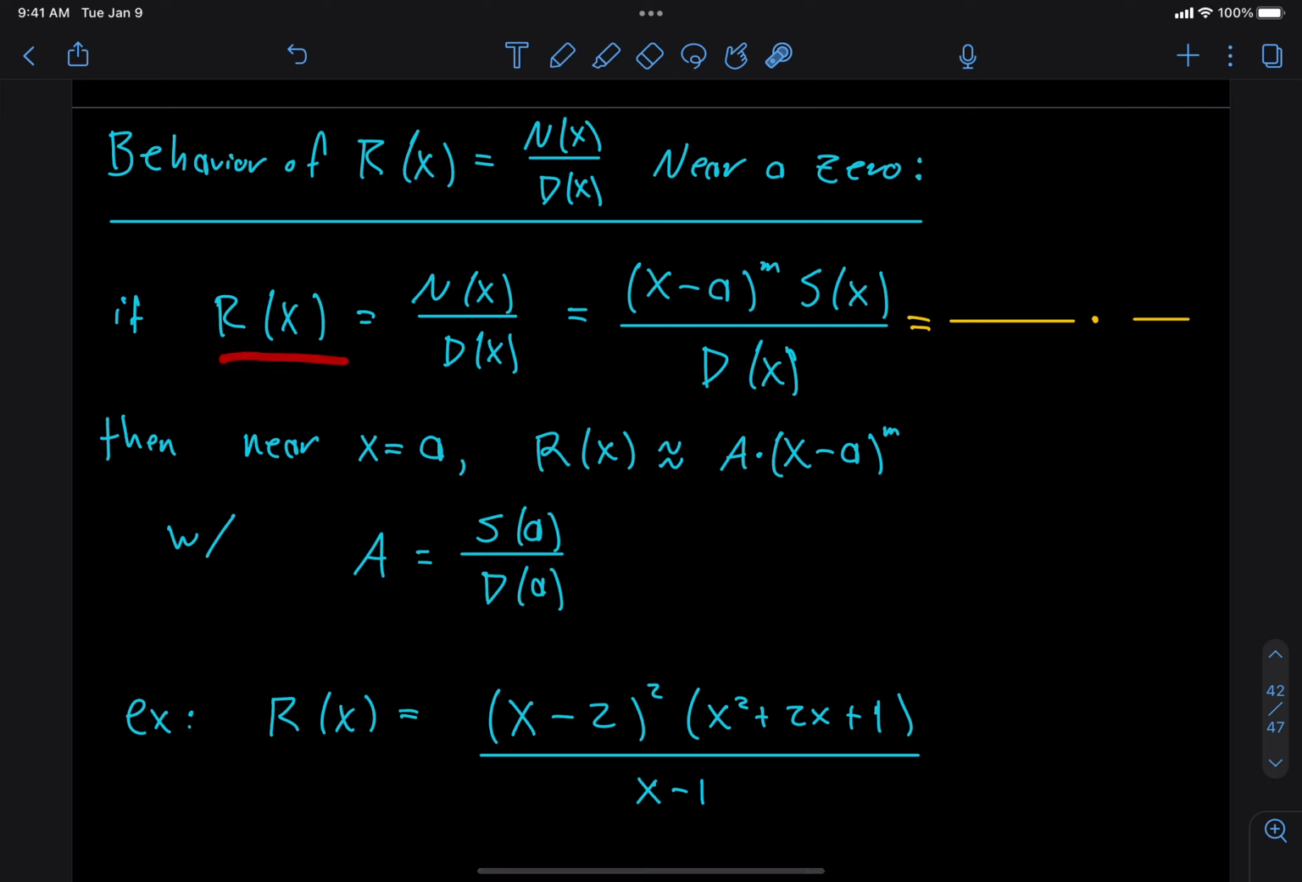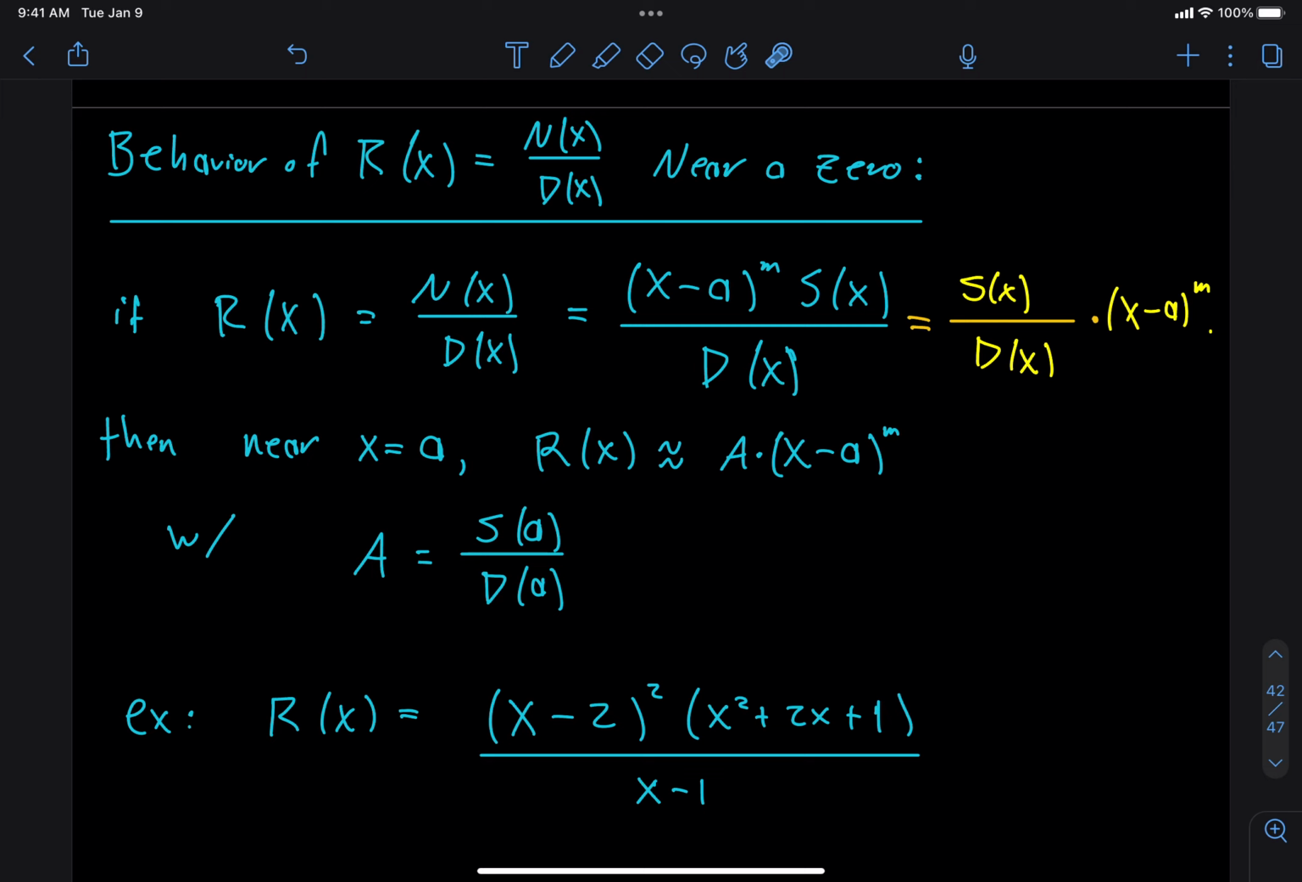If we can rewrite r of x in factored form, where we factor out one of the zeros from the numerator, so let's say x equals a is a 0 of the numerator, but not a 0 of the denominator, then we could rewrite this as s of x divided by d of x times x minus a to the m. Then near x equals a, the value of the rational expression is approximately equal to a number a times the function x minus a to the m, which is just x to the m shifted right a units.